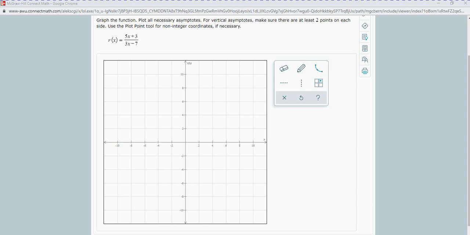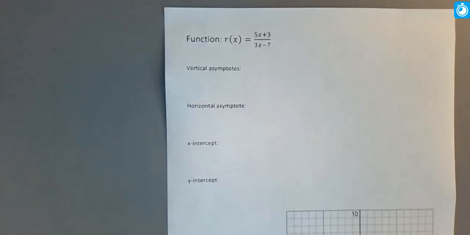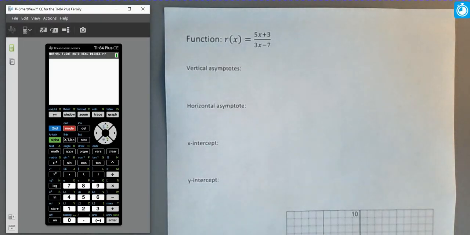Okay, so let's get started graphing and then we'll go from there. We'll determine if anything else needs to happen. And again, I want you to do everything on paper first. So our function here is r of x is equal to (5x plus 3) divided by (3x minus 7), and we want to graph this function. So give me a moment, let me toggle between a couple of screens. Okay. So let's get started graphing.